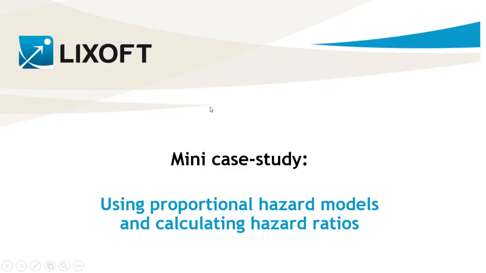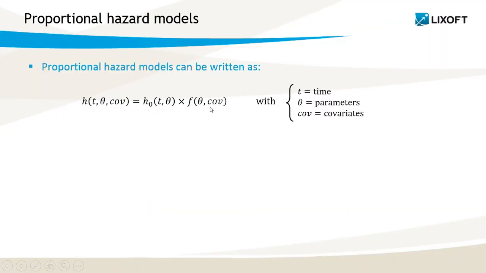Today I will explain how to implement a proportional hazard model in Monolix and how to calculate the hazard ratios. Proportional hazard models are one class of models for time-to-event data.